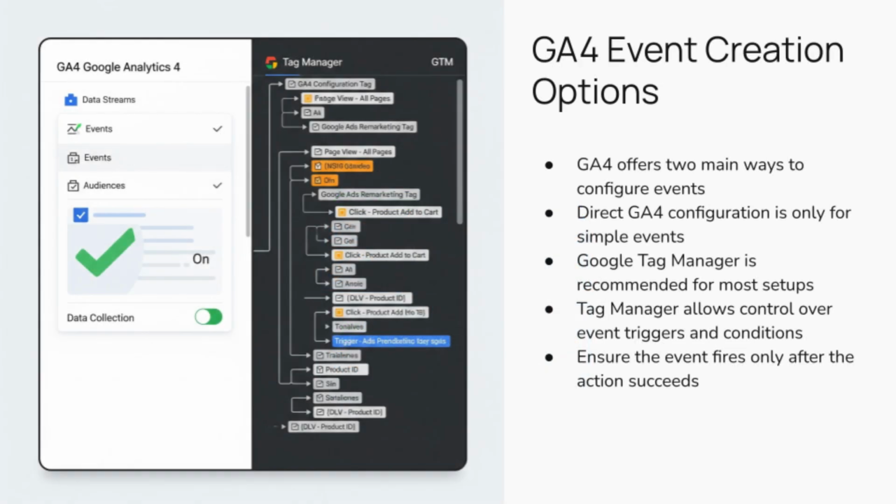GA4 gives you two main ways to create events. Directly in GA4, recommended only for simple cases, or through Google Tag Manager, recommended for most setups. In most real-world cases, Google Tag Manager is the right choice because it gives you control over when events fire, what conditions trigger them, and preventing duplicates. The key rule is simple. An event should fire only after the action has successfully happened.